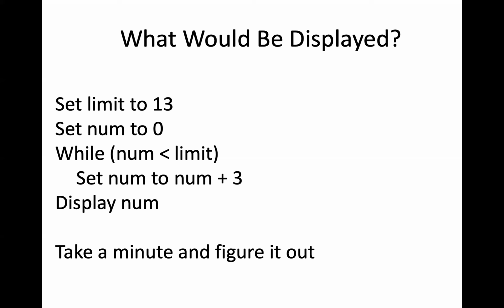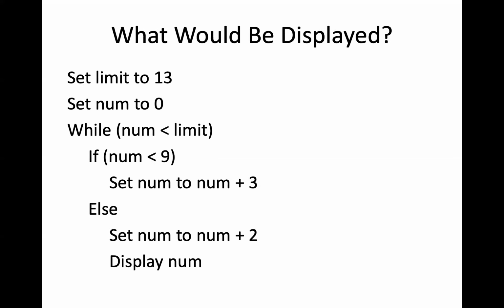So let's look at another example. Here's a similar program. It sets limit to 13, sets num to 0. And now inside of the while loop, the action part is a conditional expression, a conditional. It's an if then else.